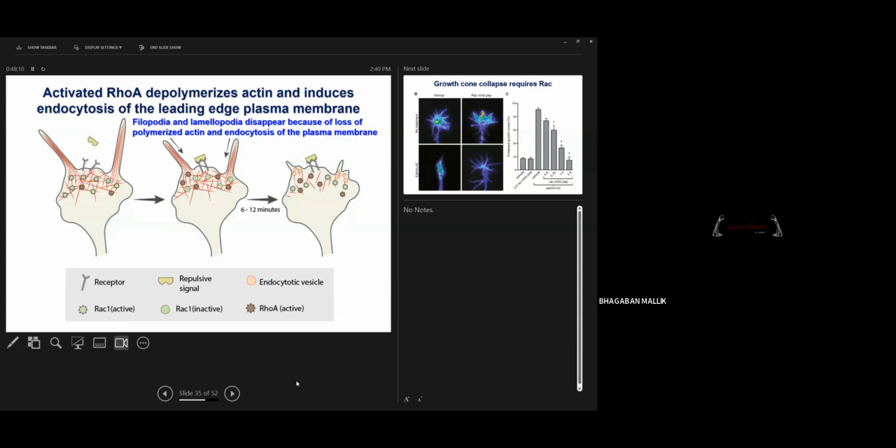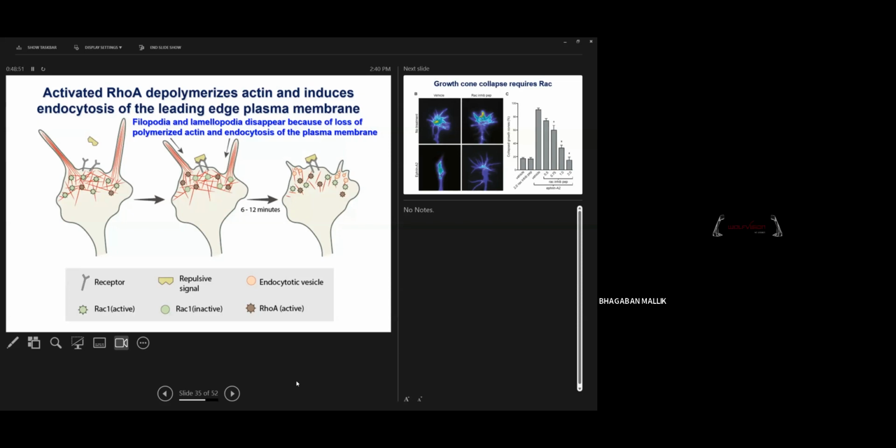So when the attractant binds to the receptor, you have activation of RhoA, and RhoA depolymerizes the actin. You have dissolution of this actin, and you can see loss of this filopodia. After some time RAC1 becomes active, so you have formation of the sheath-like structure called lamellipodia. The vesicles and membrane that you are seeing, the resorption of the membrane, happens because of formation of endocytic vesicles, and that happens because of activation of RhoA.